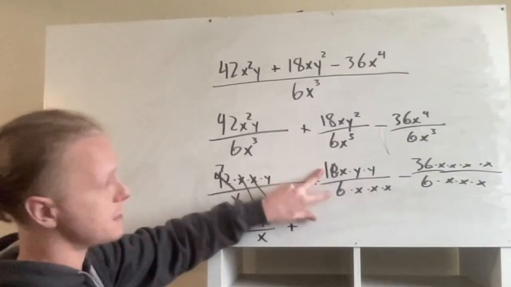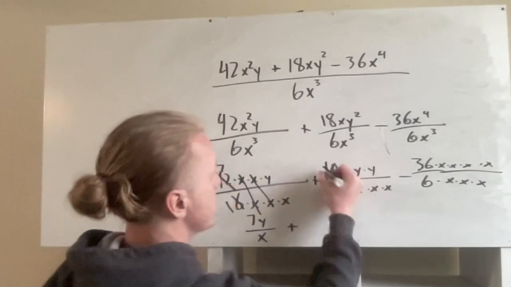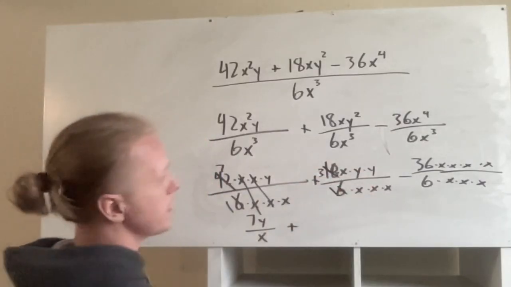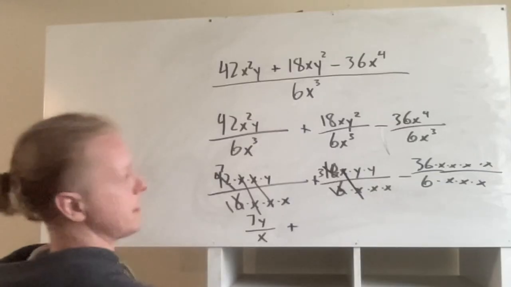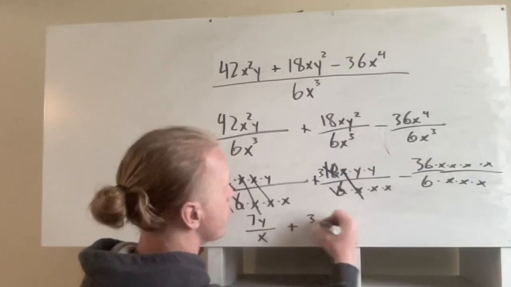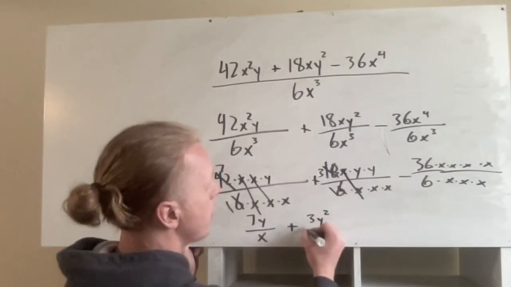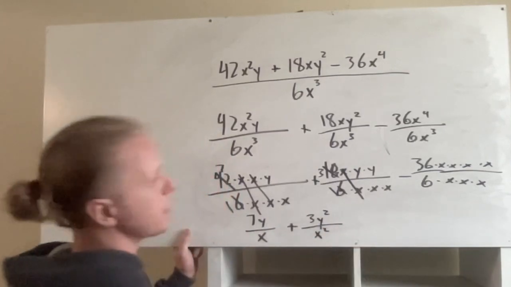Well, 18 divided by 6, that's 3. So this becomes a 3, this becomes a 1. I see an x that I can cancel out, but that's it. So what are we left with here in the numerator? 3 times y, or 3y squared over x times x, which is x squared.